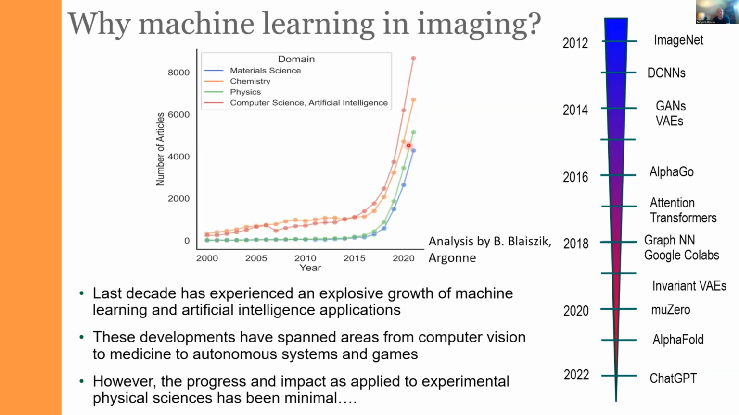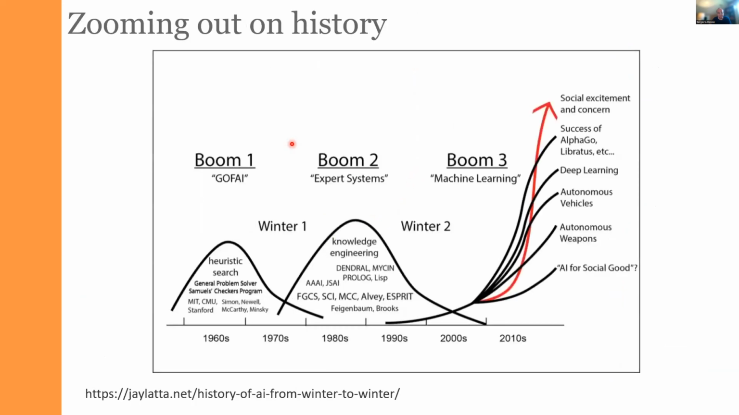So from this perspective, whatever we do in application of machine learning in microscopy would be relatively new. Now, let's zoom out a little bit on history. So we looked at the development of machine learning over the last decade, and it is nothing sort of spectacular. The question that you may ask is, how long is the history of the field?